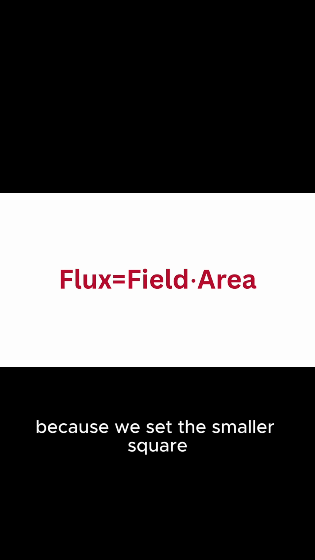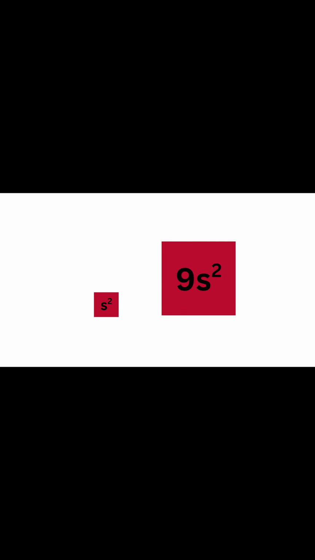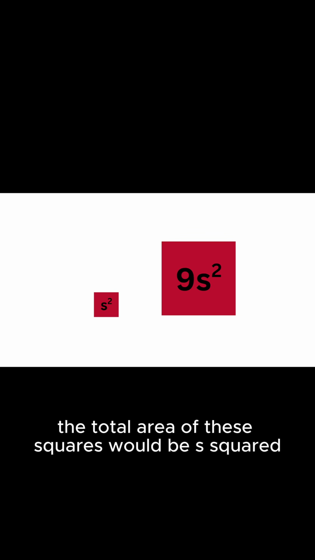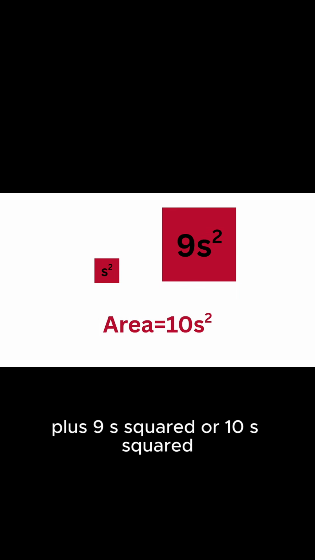Because we set the smaller square's side length as s earlier, the smaller square has an area of s squared. And since the larger square's side length is 3s, its area is 9s squared. Since there are two squares, one with an area of s squared and one with an area of 9s squared, the total area of these squares would be s squared plus 9s squared, or 10s squared.